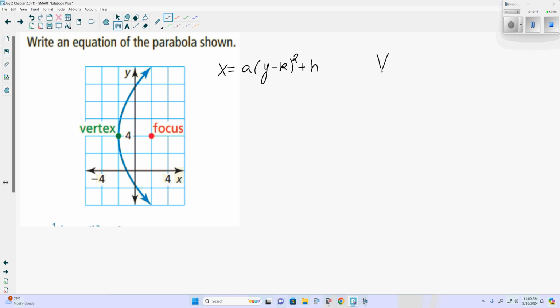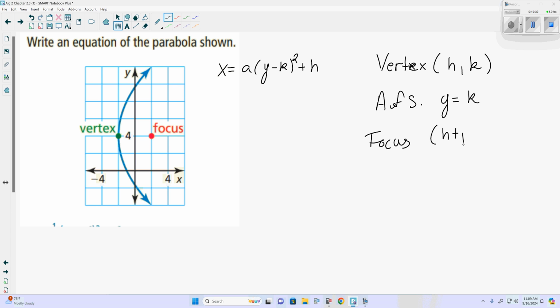So it also tells us the vertex is the point H, comma, K. Axis of symmetry is y equals K. Focus is our H plus P, comma, K. Directrix, x is equal to H minus P. Now all of this here we're trying to find the equation, yes?